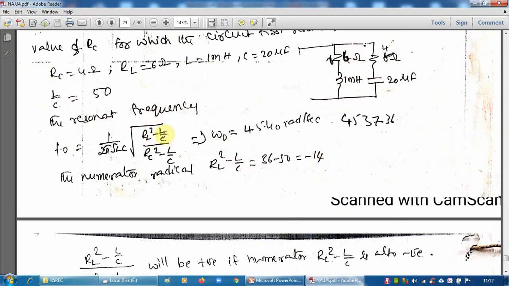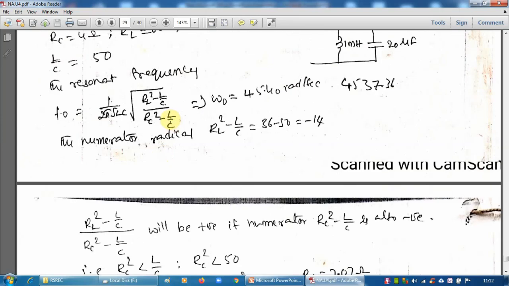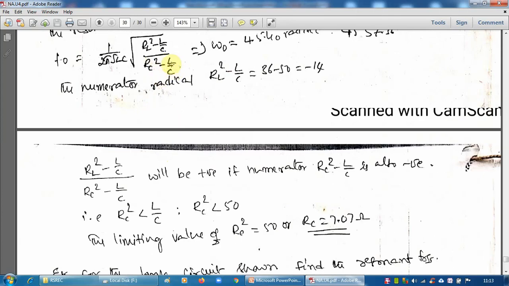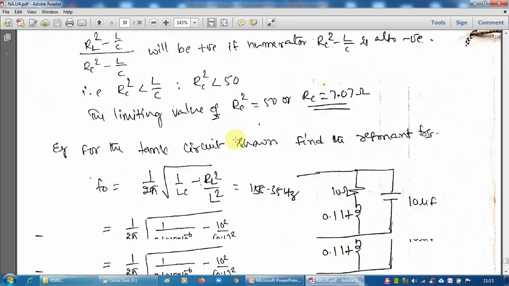For this value and this value, the numerator is negative. Now, as I said, if it is negative, the denominator also should be negative. When will it be negative? As this value is 50, RC must be less than 50, then only it is negative. So RC value must be less than 50. That is the value asked in the problem. So the limiting value of RC is 50 for the circuit to resonate. This is one type of problem in this application.